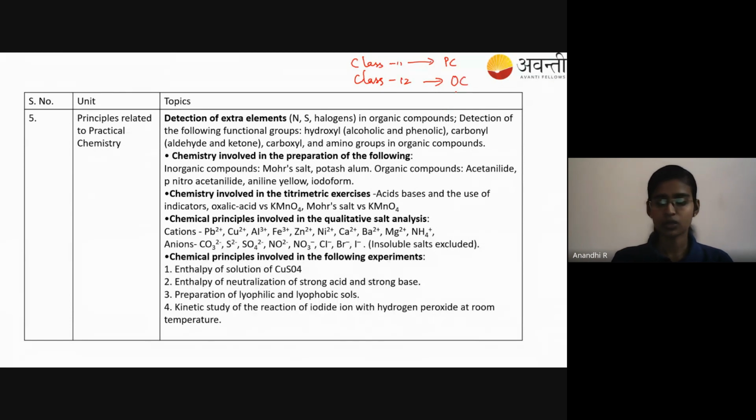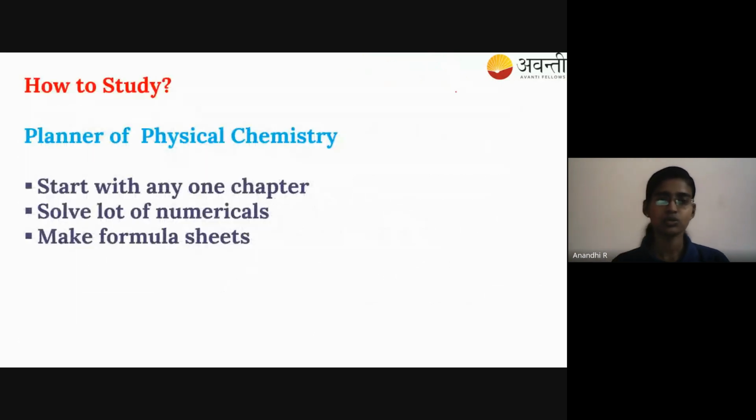So this is about the syllabus. And next, how to study. How to study all these three chemistries: physical, inorganic, and organic. For physical, you have to first listen to the class, and by listening to the class, you will have the class notes. Then some months will go, and you have to do the revision. Every day you have to study.